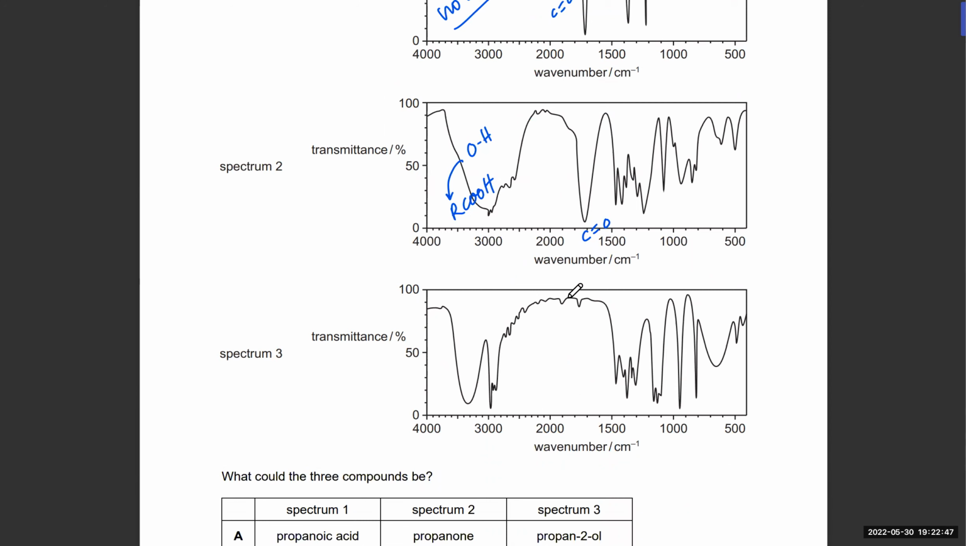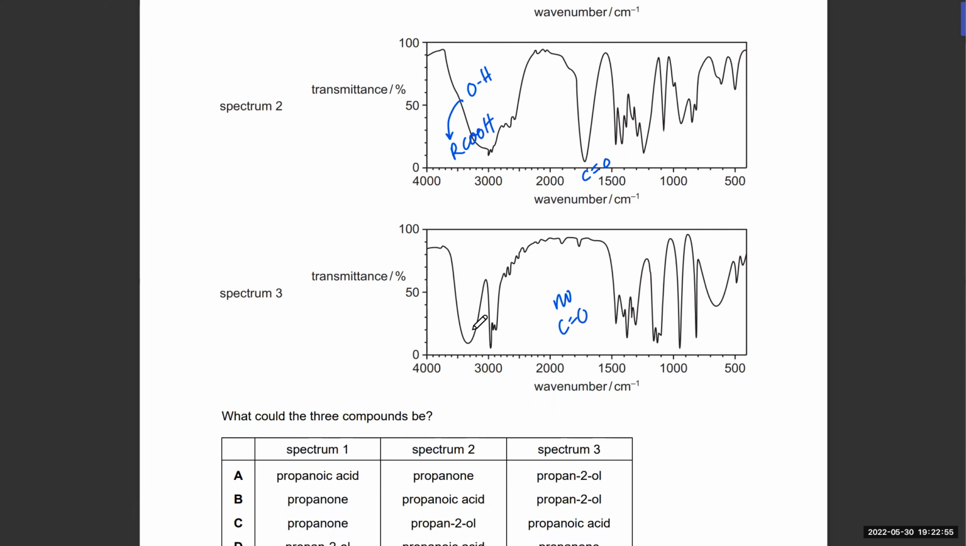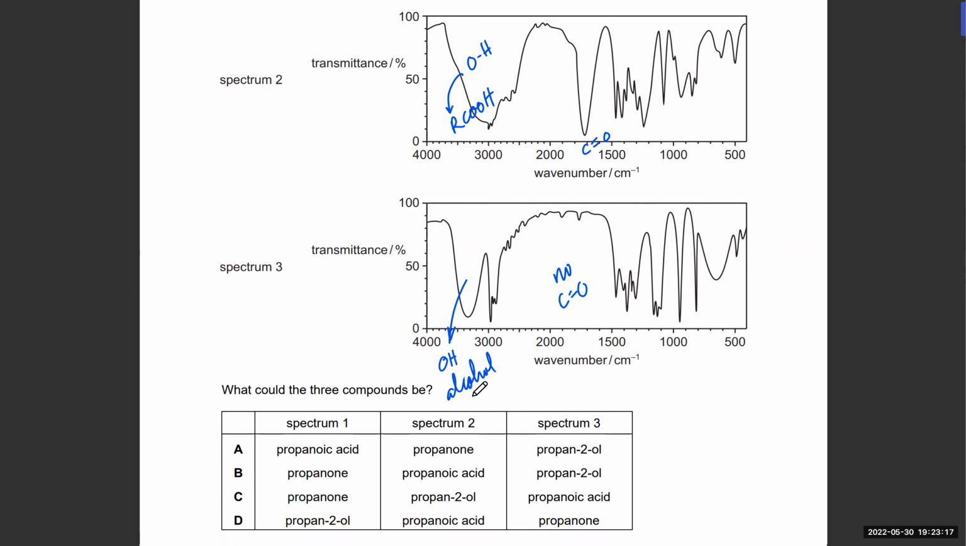What about this one? Does it have a C double bond O? No. There is no C double bond O, but it's got an OH. It's not at 3000, it's above 3400, 3500. That's a normal OH, an OH that belongs to an alcohol. So there's no strong and broad absorption at 3000, and it's got an OH absorption above 3400. So that's a normal alcohol.